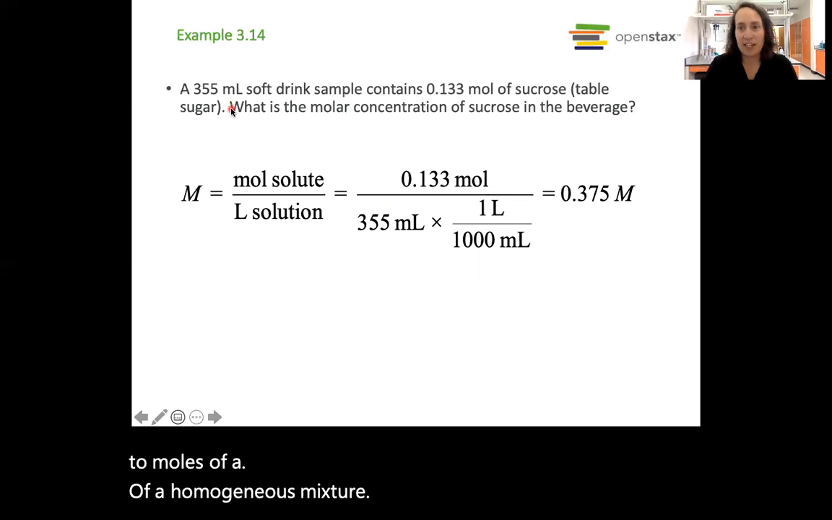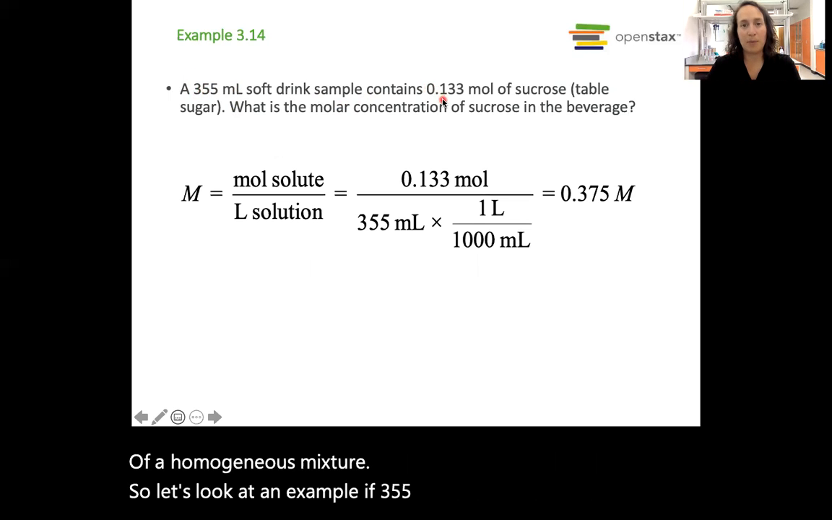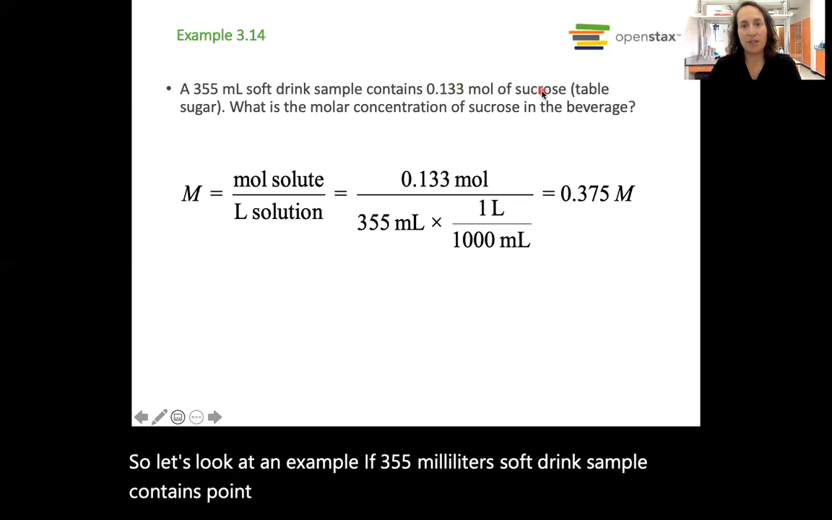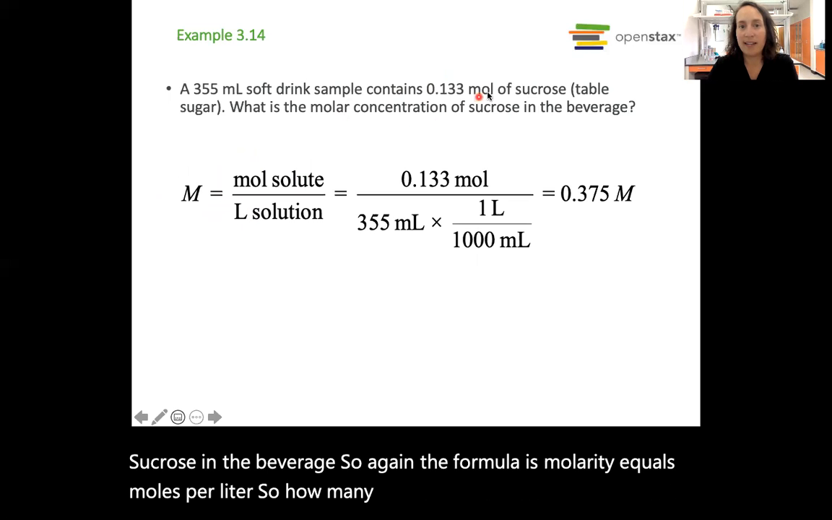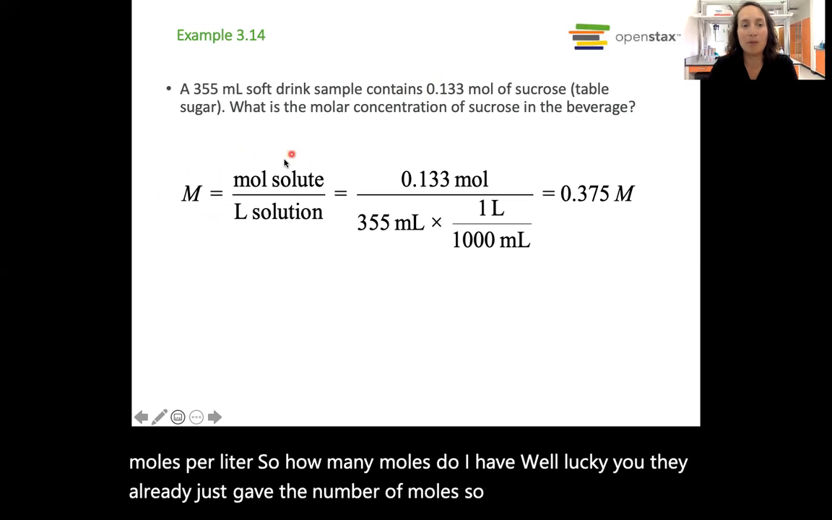So let's look at an example. If a 355 milliliter soft drink sample contains 0.133 moles of sucrose, what is the molar concentration of sucrose in the beverage? Again, the formula is molarity equals moles per liter. So how many moles do I have? Well, lucky you, they already gave you the number of moles. So 0.133 moles is my numerator.